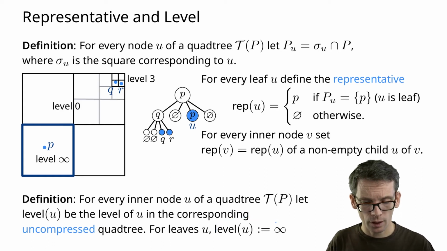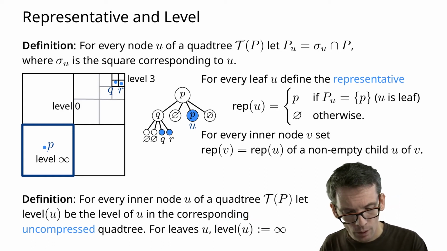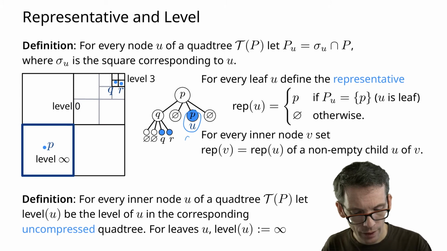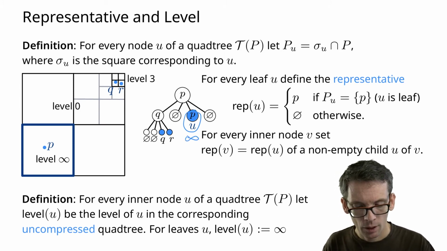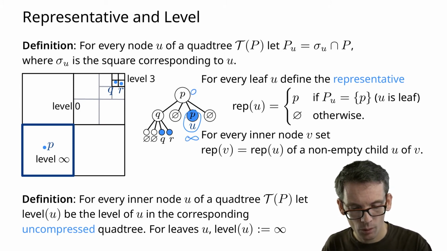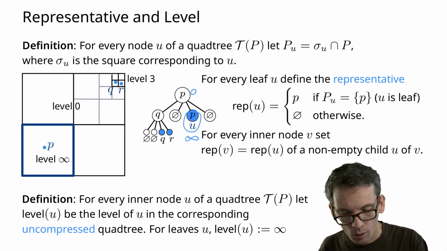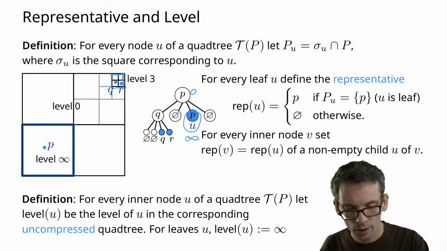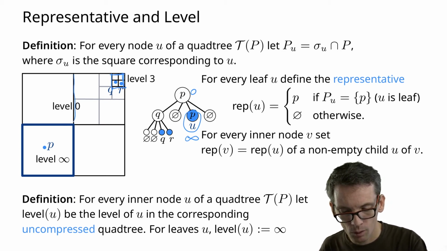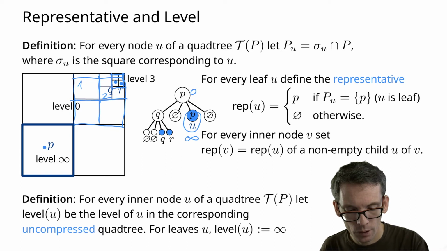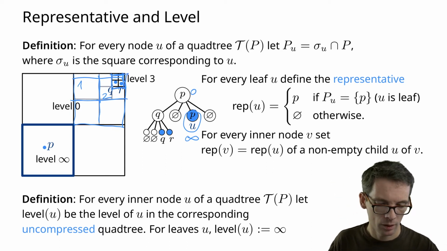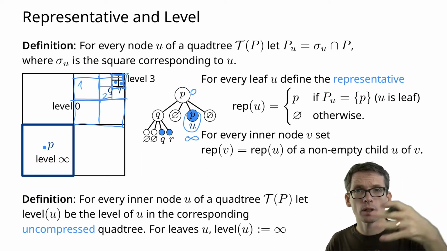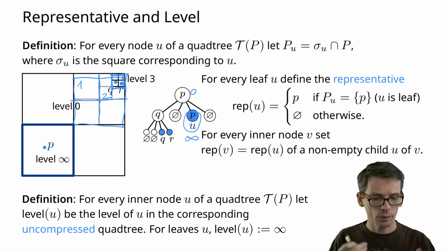So here in this example, u is a leaf, so the level of that will simply be infinity. The level of the top node is 0. The level of this square here will be, I mean, if you think about it, everything is 0. This one has level 1. These have level 2, so that's level 3. So this is essentially how far down you need to go on the tree. Just for leaves, we set it to infinity.